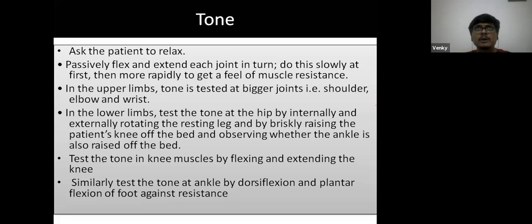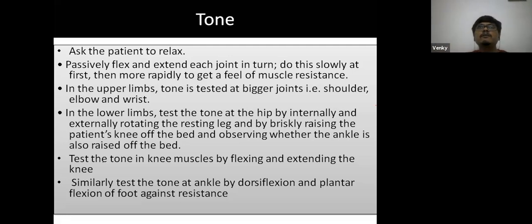So for that you have to expose the muscle which you are going to test. Coming to the lower limb, test the tone at the hip by internally and externally rotating the resting hip. For example, you consider this is my lower limb. You have to rotate like this. Okay, you have to do it rapidly.